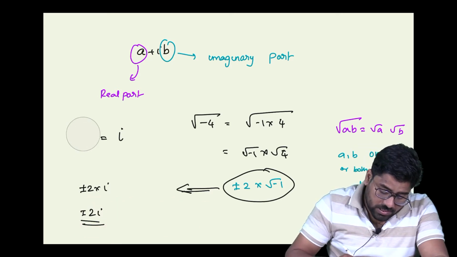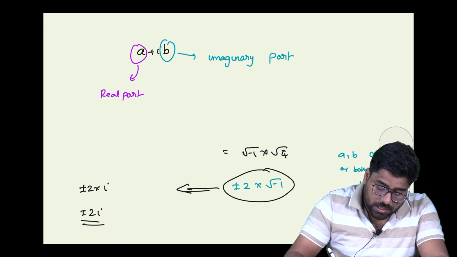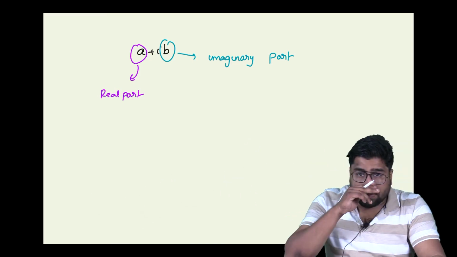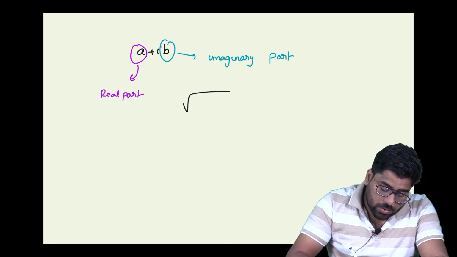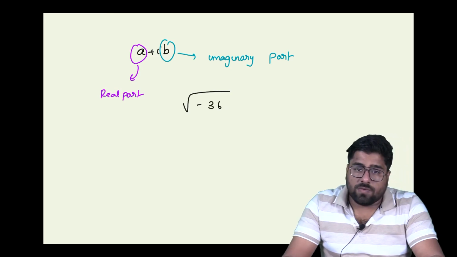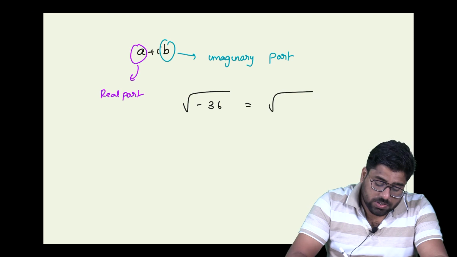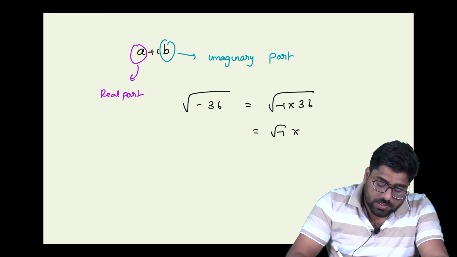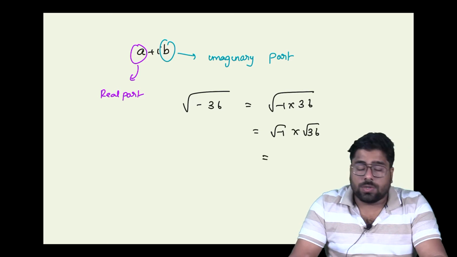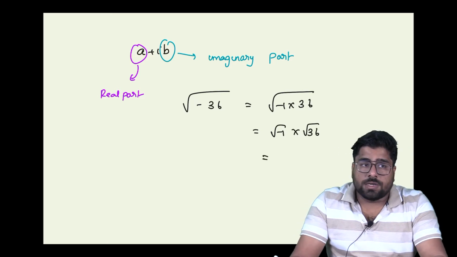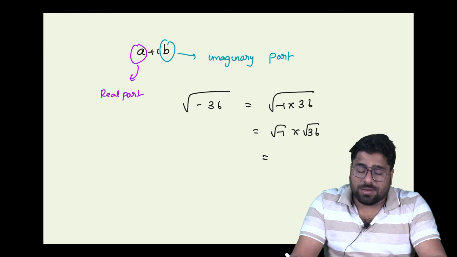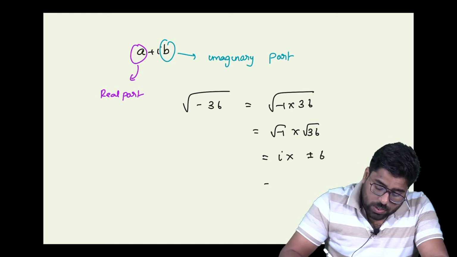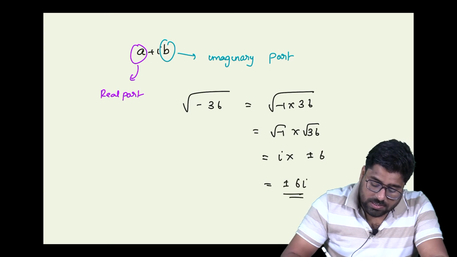Now let us see some more examples for this particular scenario. The scenario goes something like this. Square root of minus 36 was written as square root of minus 1 into 36. This will be split into square root of minus 1 into square root of 36. What is square root of minus 1? I can write it as i, into square root of 36 is plus or minus 6. So I will write this answer as plus or minus 6i.